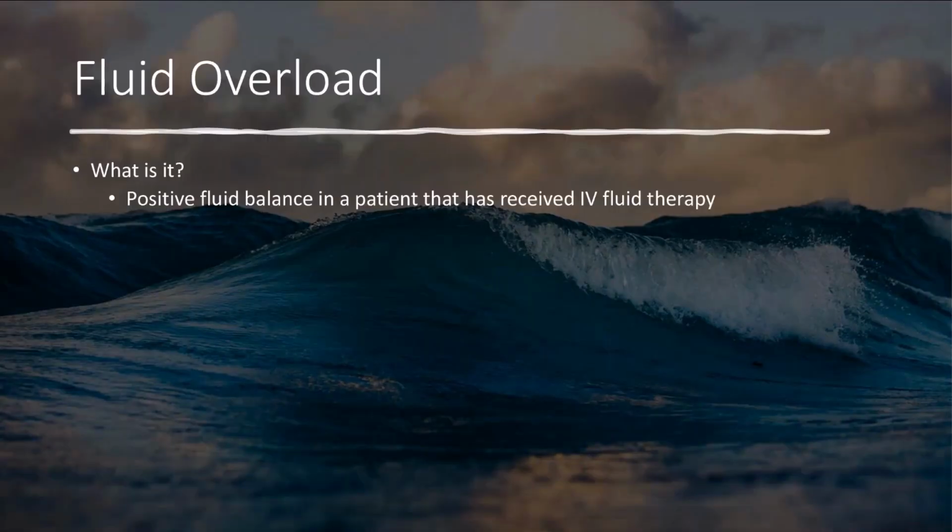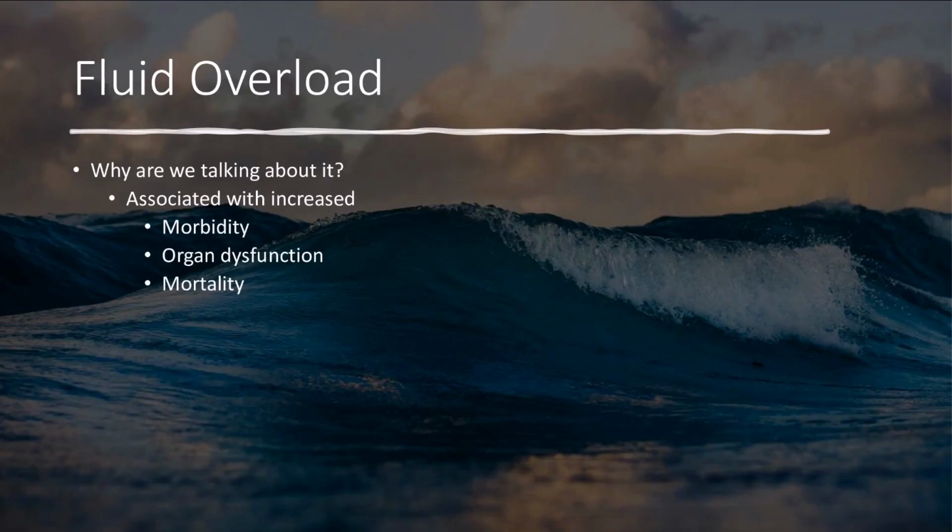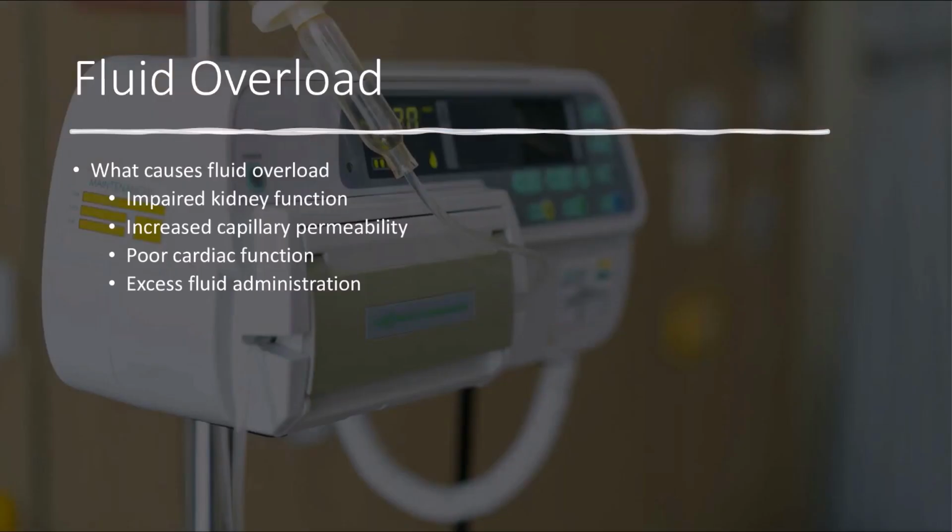We've spoken a tiny bit about it already. It's basically a positive fluid balance in a patient that's receiving or has received intravenous fluid therapy. If your patient has too much fluid, it's associated with increasing morbidity and organ dysfunction, and I'm talking acute kidney injury here, gastrointestinal dysfunction, liver dysfunction, cardiac dysfunction, pulmonary edema, and so on, and altered mentation, and it's associated with higher mortality risk. What causes it?